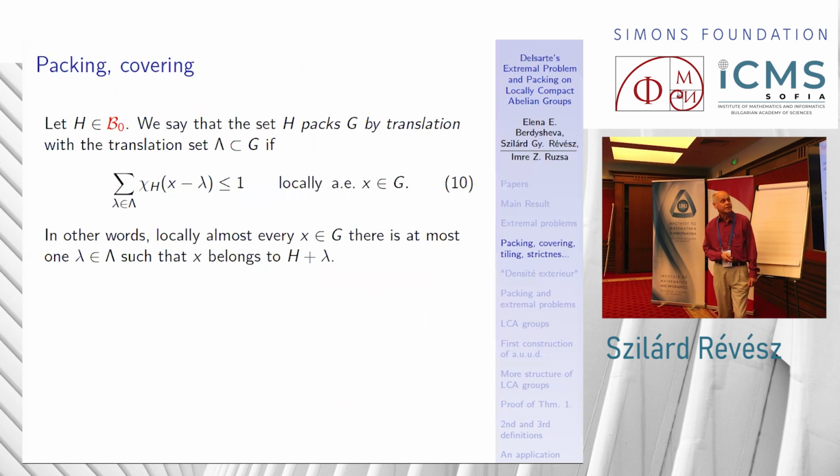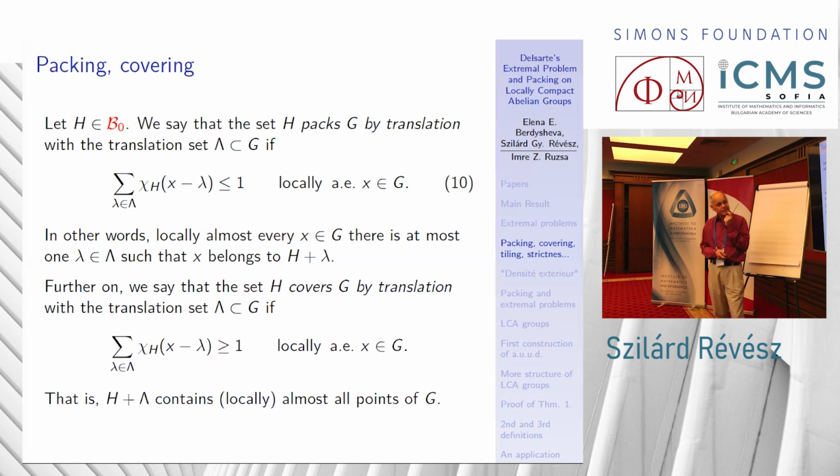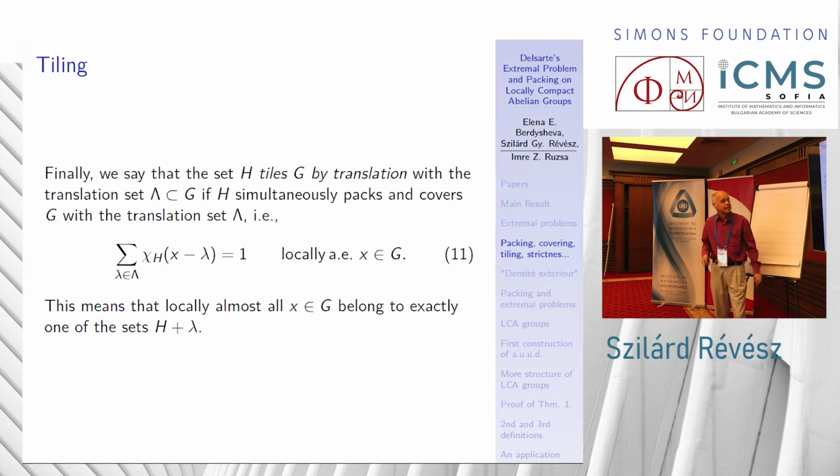Okay, so packing and covering. Maybe I can be faster at this point. In general, packing is considered the setup when H packs with lambda, if this is satisfied. This is basically the same formulation, but more loose, because you don't want to bother with the boundaries of your tiles, and you say that you do it almost everywhere. And the same way with covering, you don't bother with the boundaries. The tiling means that you have simultaneously packing and covering.